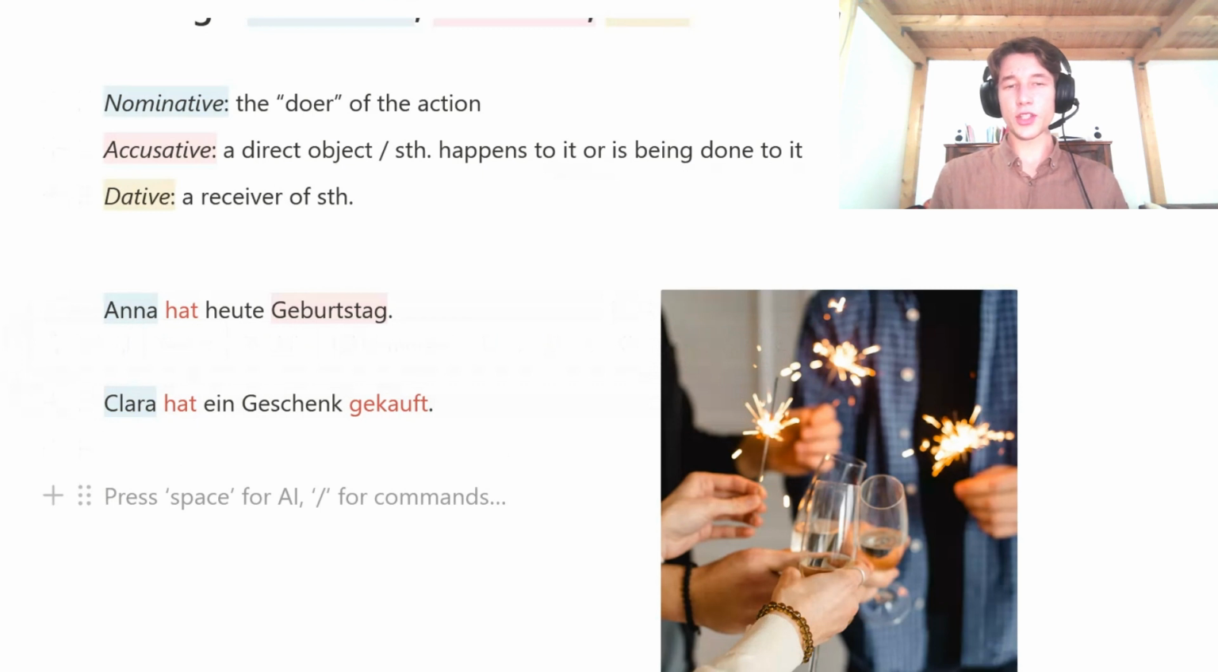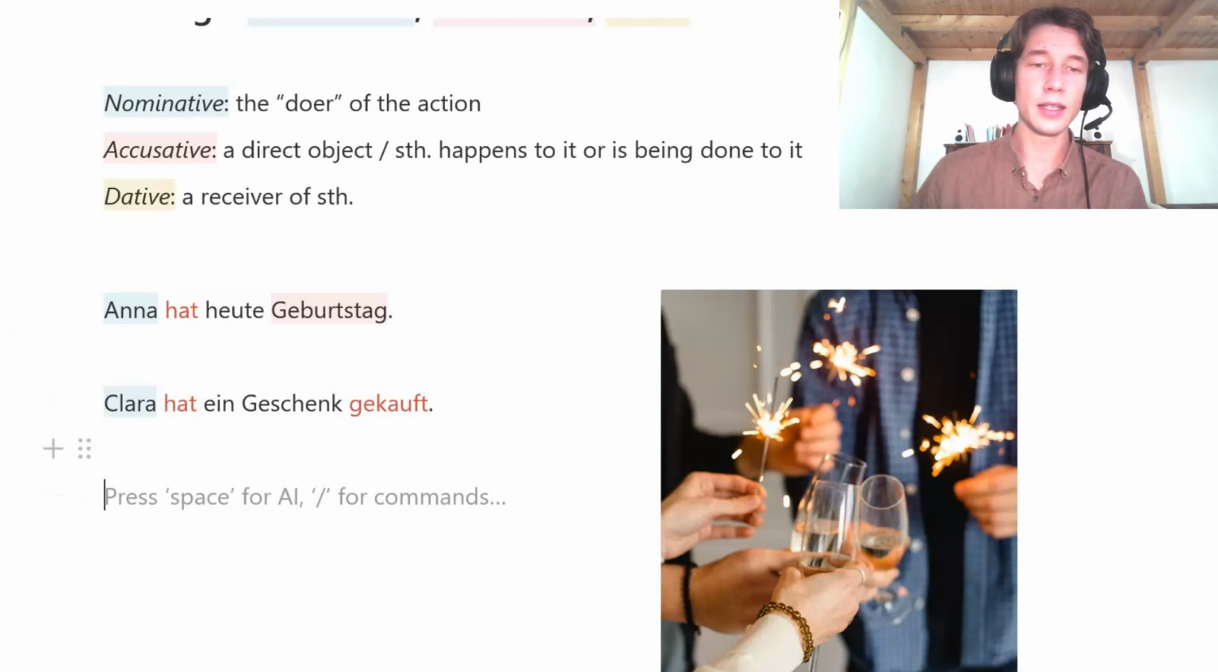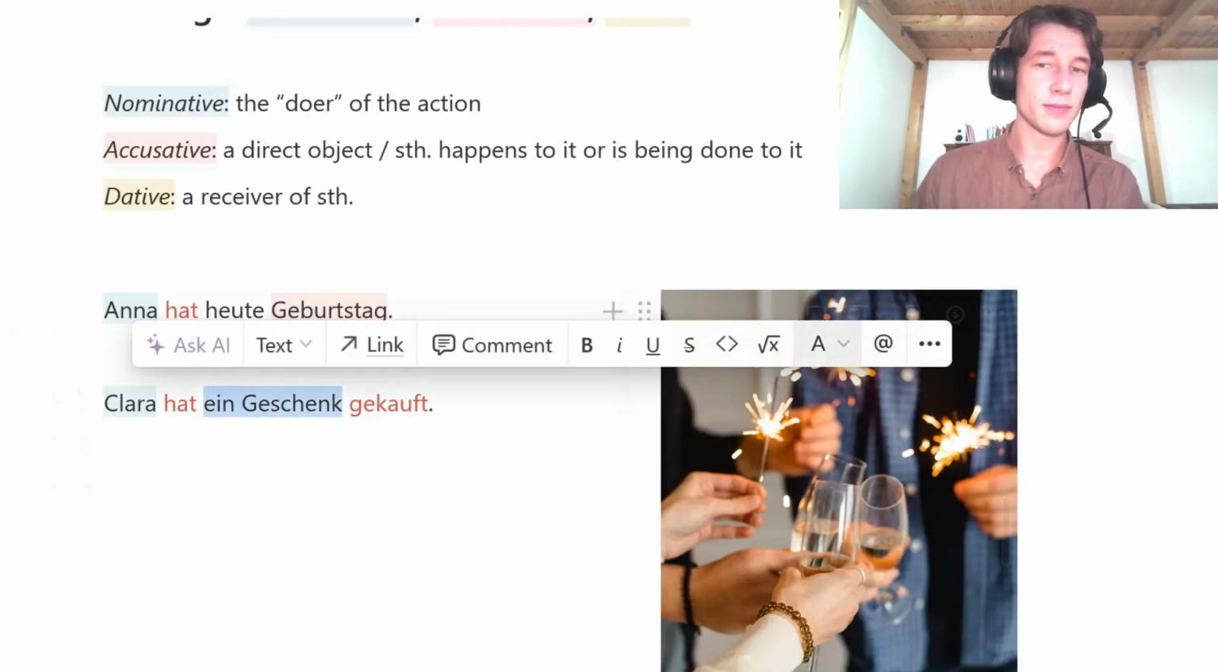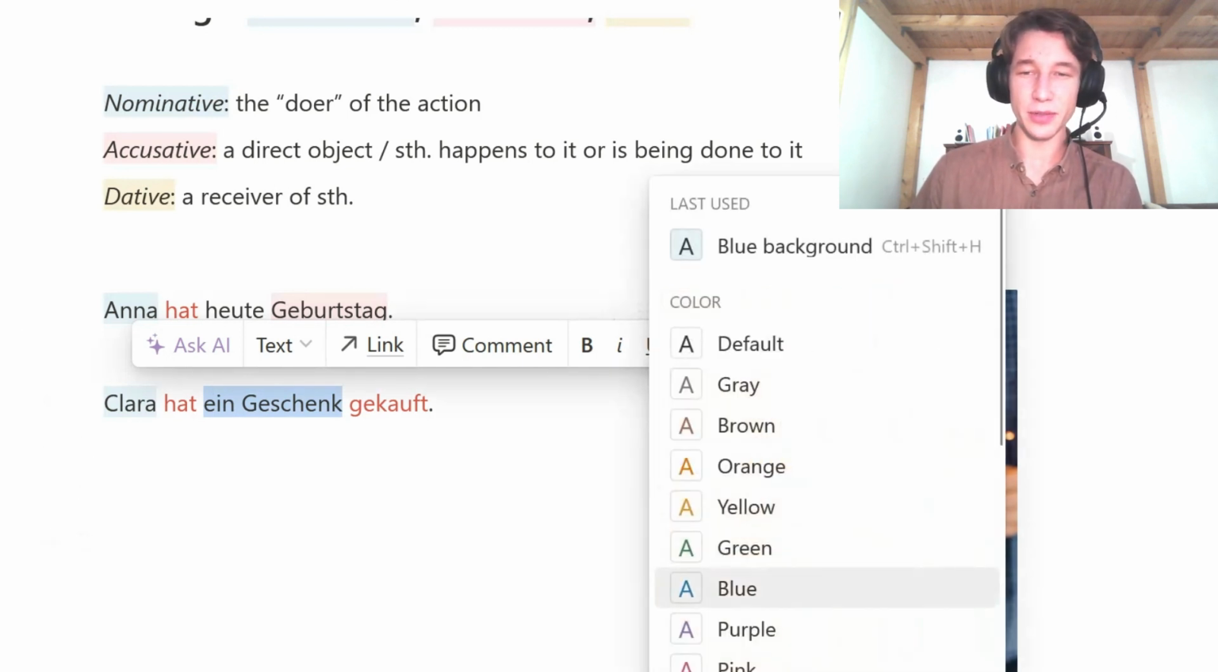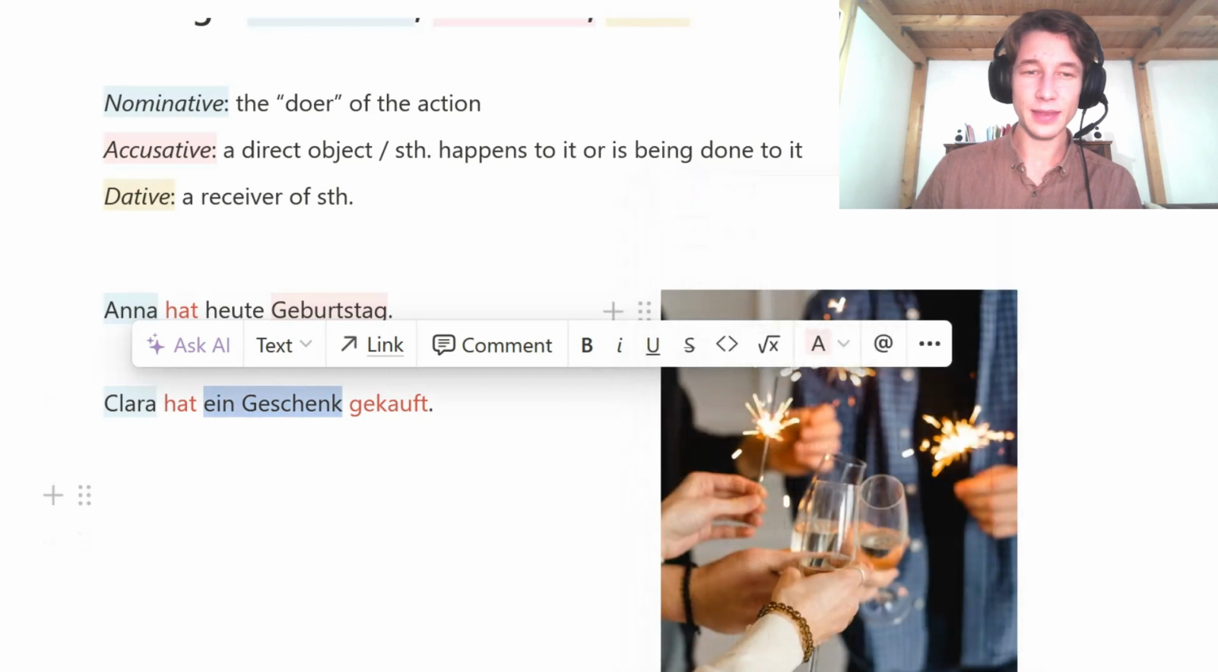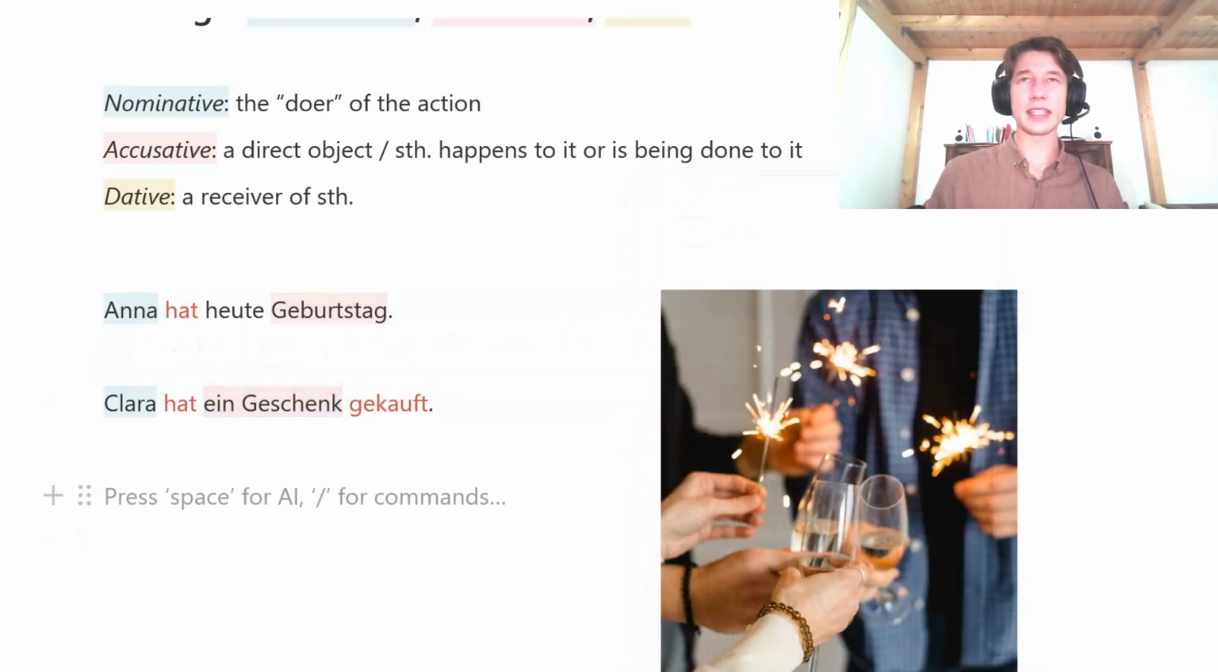Now, what did she buy? She bought a present. In other words, the present got bought. Something happens to it, or something is being done to it. The present itself, the Geschenk, isn't doing anything. It just waits around until it gets bought. So it's a direct object. Again, the present doesn't receive anything, so it can't be dative. We'll run into dative soon.